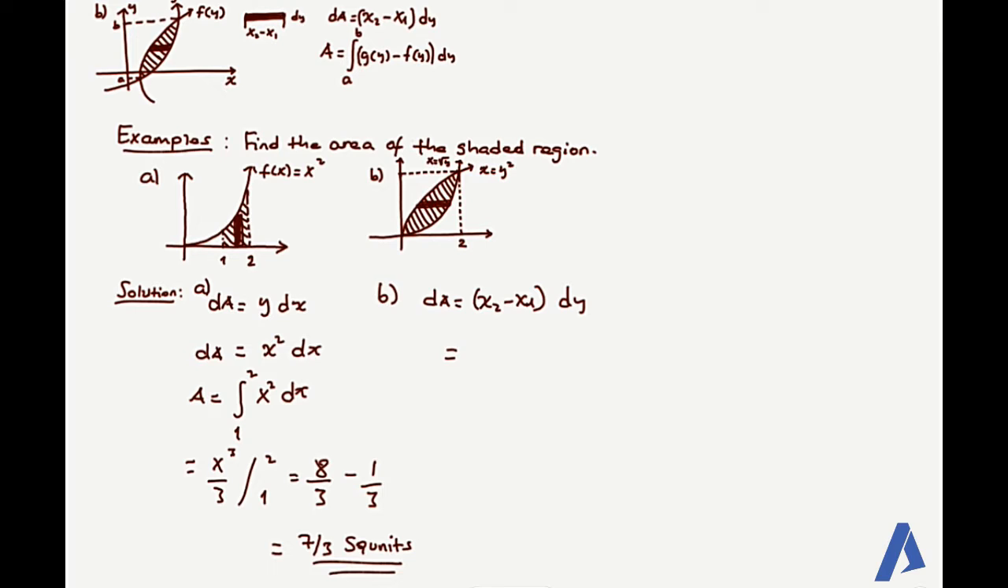This is equal to the square root of y which is the first function minus y square, dy is our differential area, so integrating with respect to y will give us the area. Integral of the square root of y minus y square dy from 0 up to, if x is 2 then y is 4, from 0 up to 4.